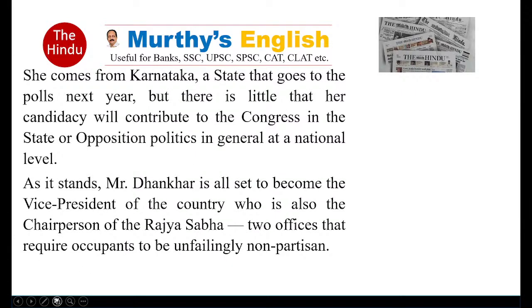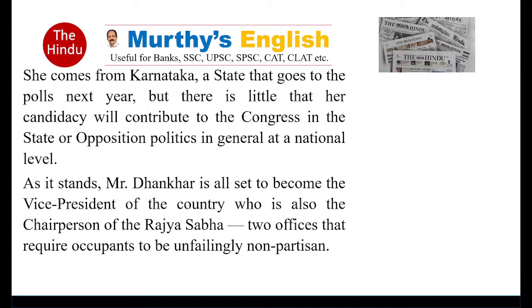Then it talks about Alva. She comes from Karnataka, a state that goes to the polls next year, but there is little that her candidacy will contribute to the Congress in the state or opposition politics in general at a national level. This sentence talks about what impact she is going to make at the state level and also at the national level.